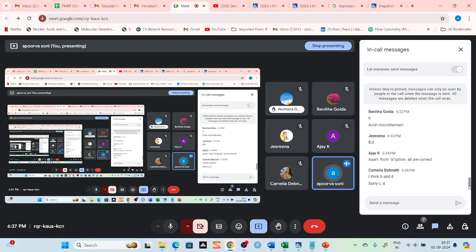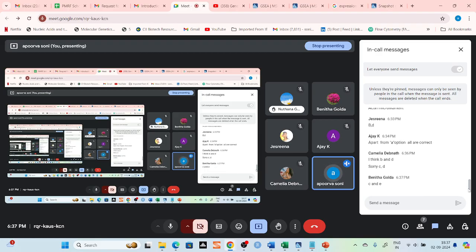So, Ajay has answered. Apart from A, all options are correct. Okay. Camellia, I think B and D or C and D. Okay. So, I will say that Camellia has opted for C and D. Okay, then Benitha has opted C and E. Fine.